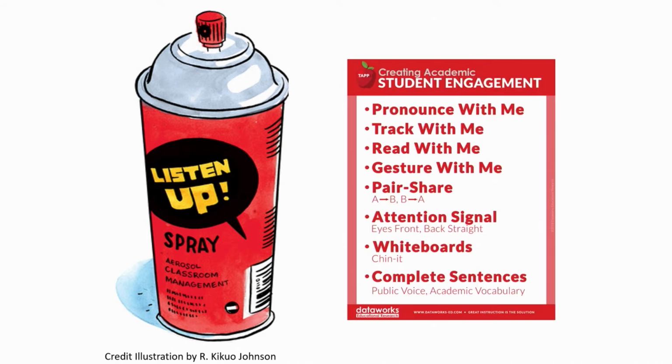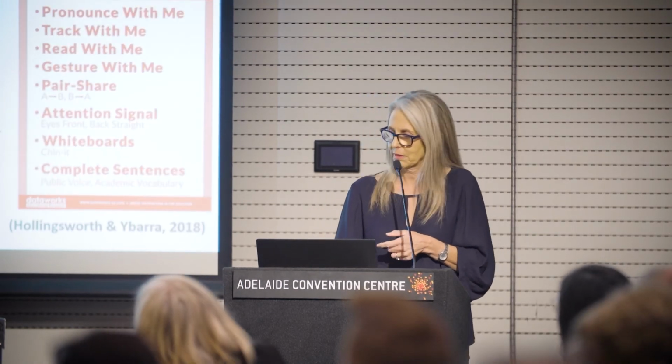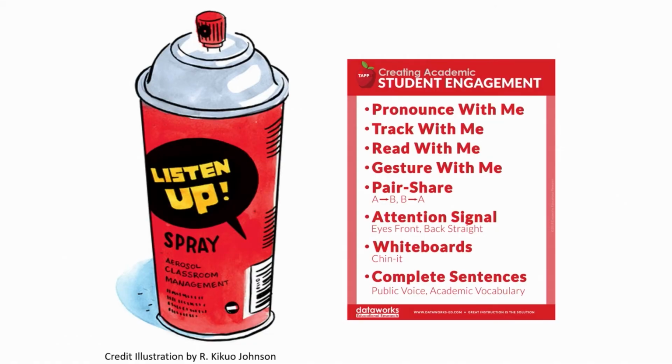But there is something called engagement norms. And this comes from the work of Hollingsworth and Ybarra. If you buy their book, Explicit Direct Instruction, you get an explanation, or you can just have a look at the notes that I put online. There they are. That's what all the engagement norms do. You can also download this poster directly from DataWorks. DataWorks is in America. There is an Australian company. It's not the same thing. And you can get a hold of that poster if this appeals to you. Or you can email me and I'll send it to you.